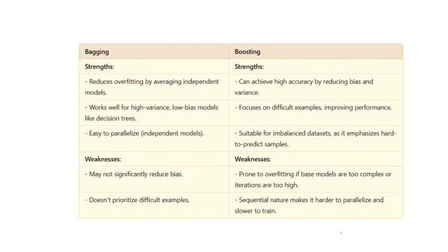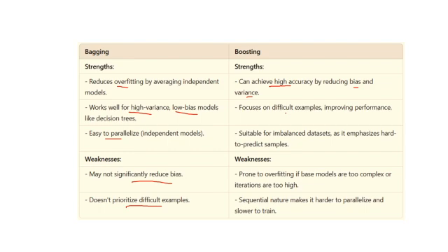Now you can also take a screenshot of this. This talks about the strengths and weaknesses of bagging and boosting separately. So when it comes to bagging strength, it reduces overfitting by averaging independent models. It works well for high variance, low bias models like decision trees. And it is also easy to parallelize, whereas it may not significantly reduce the bias, and it does not prioritize difficult examples. Whereas in boosting, the strengths are it can achieve high accuracy by reducing bias and variance both.